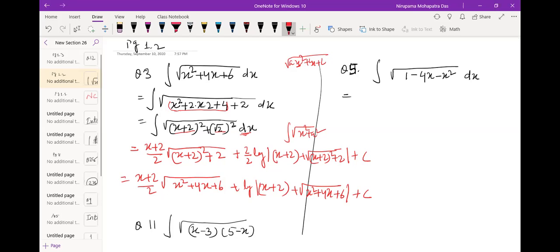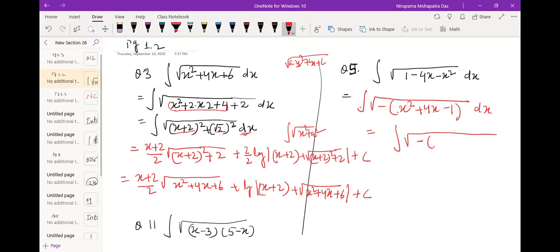Now here x square is negative. So if you recall, we have done a similar question in exercise 7.4 also. So whenever you see the coefficient of x square is negative, then take minus common, but you have to keep it within the square root. Okay. So minus of, you are getting x square plus 4x minus 1. Okay. Now this is equal to square root of, again you have to keep this minus within the square root.